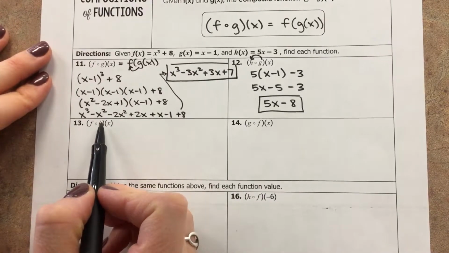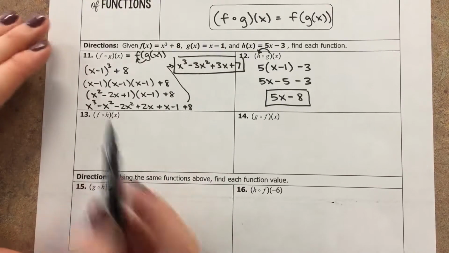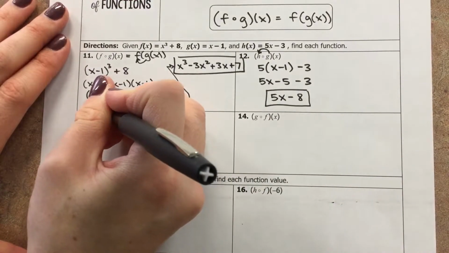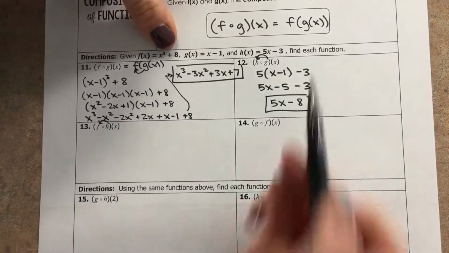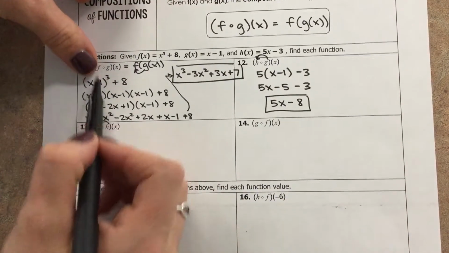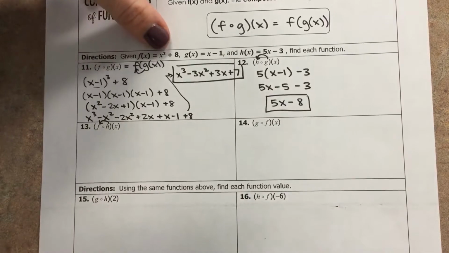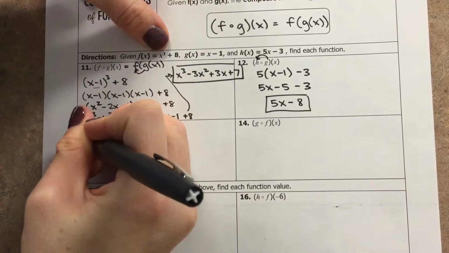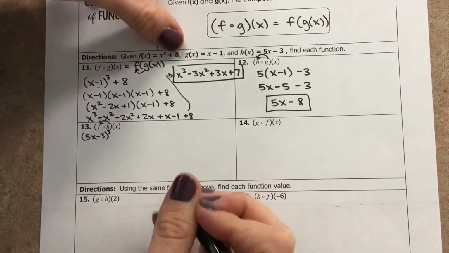Next example here is f composed with h. So f of h means we are taking our function h and plugging it into our function f. So here's our function f. We're going to take our function h and plug it in right there. So very similar to this, except instead of g right here, we're going to put h right there. So x cubed becomes 5x minus 3 cubed, and then plus 8.